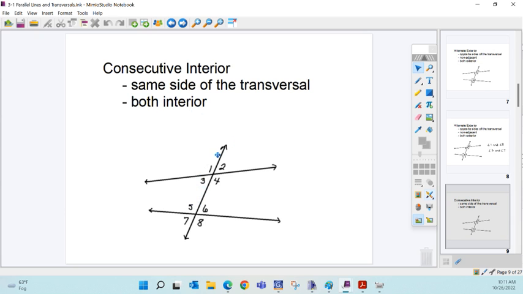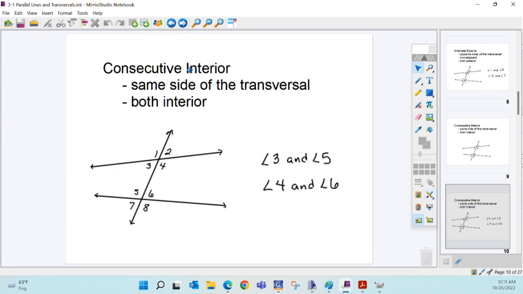Sheen, what do you think? Same side of the transversal, both interior. So what would be in the consecutive interior? 3, 6. Not 3 and 6. They have to be on the same side of the transversal. 3 and 5. And then 4, 6. 4, 6. Good. Okay, good.